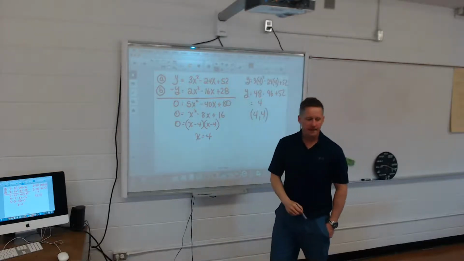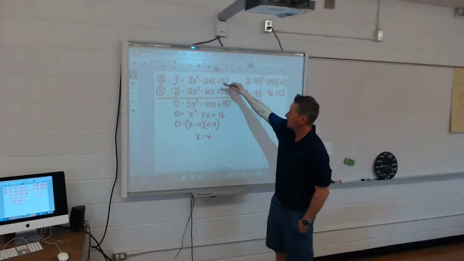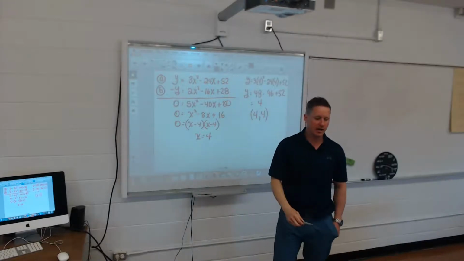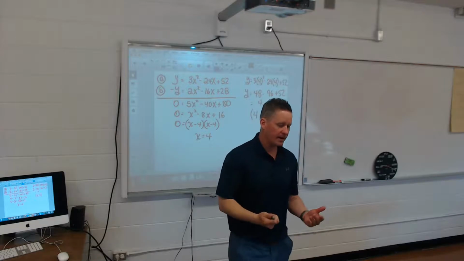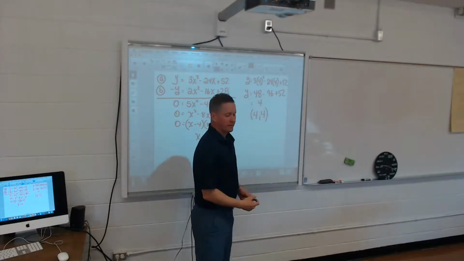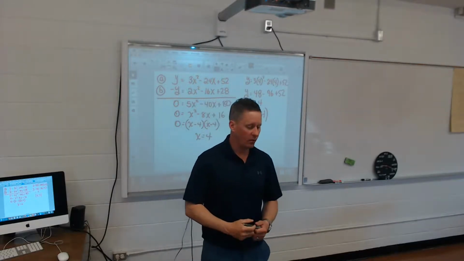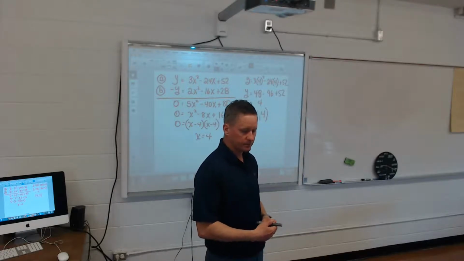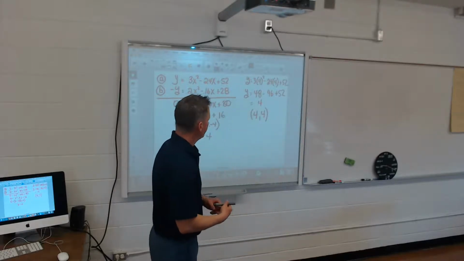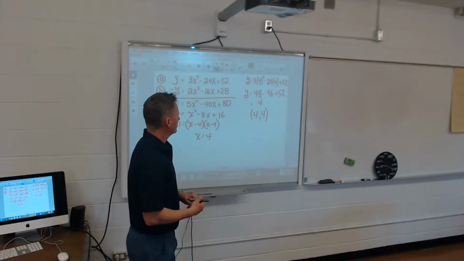4 and 4. And what I would find is if I found the vertex for both of those equations, I would end up with 4 and 4. So there is only one intersection point for both of those equations. Okay?